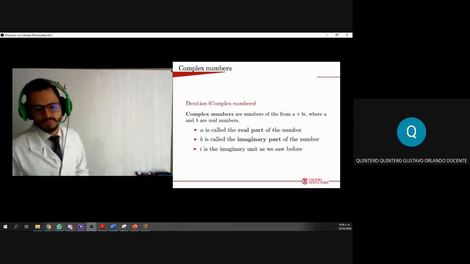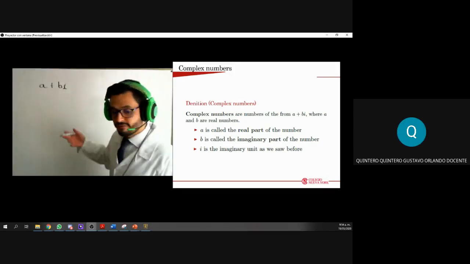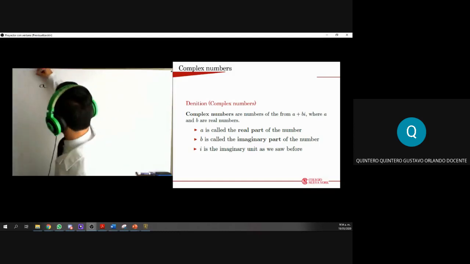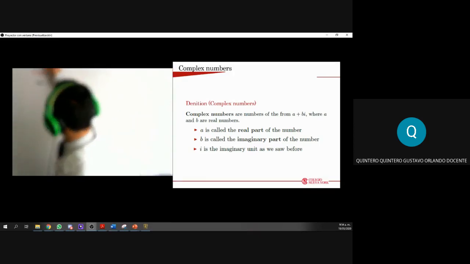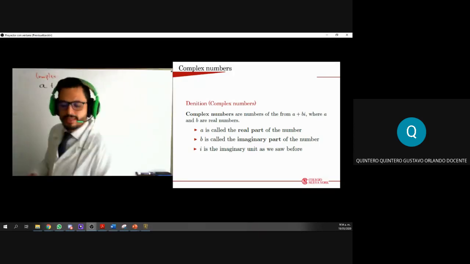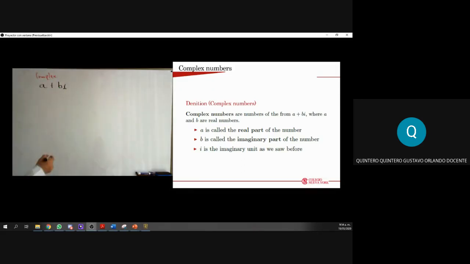A plus bi. Any number in this form is a complex number. Complex. All right, so I'm going to write down some possible numbers for this. Here is an example: 3 plus 2i. All right, that is a complex number.